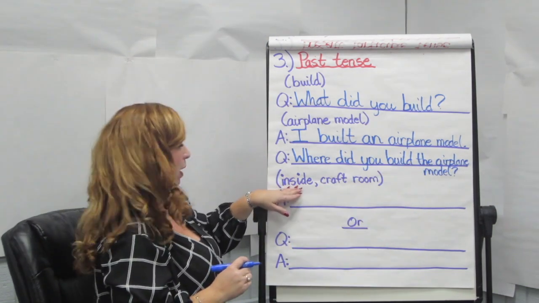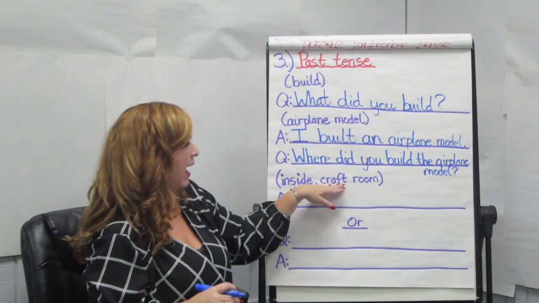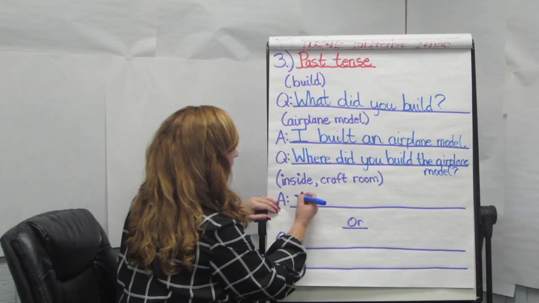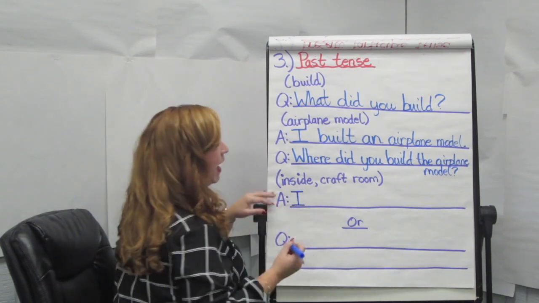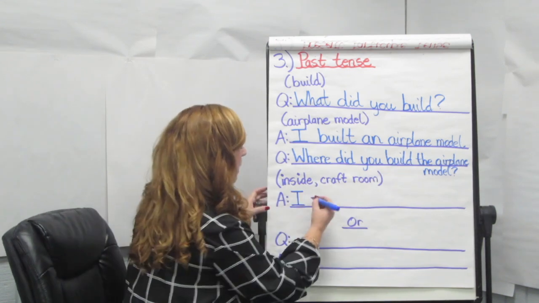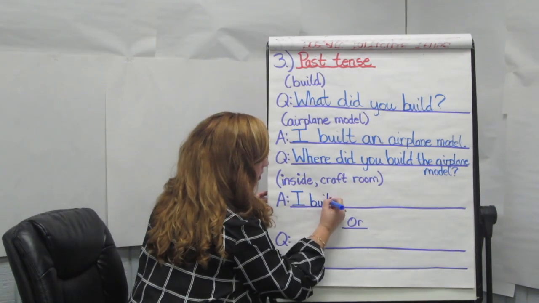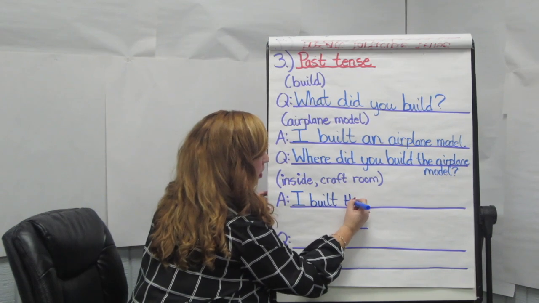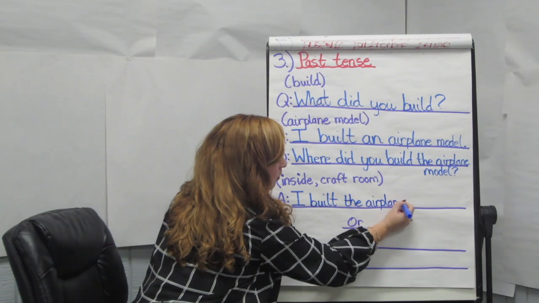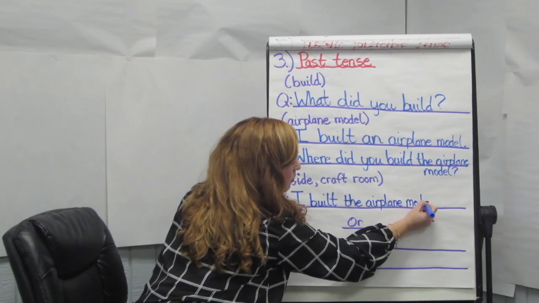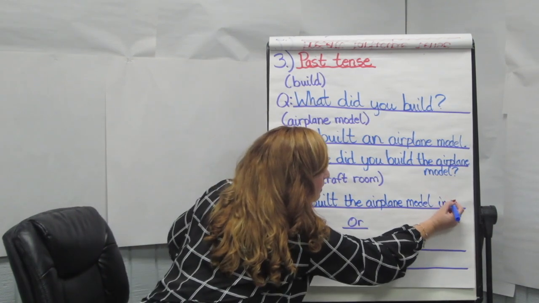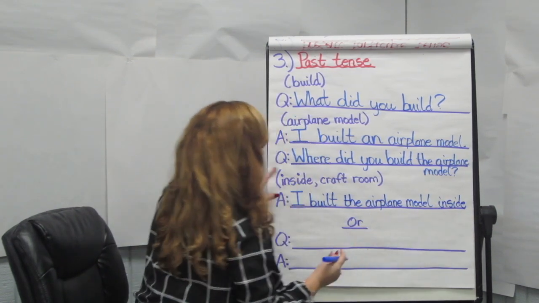And here is my preposition, inside, and the craft room. So we're going to answer, again, I. And if you remember, now we do have to use the verb in the past tense. I built the airplane model. Inside is my preposition. Inside the craft room.